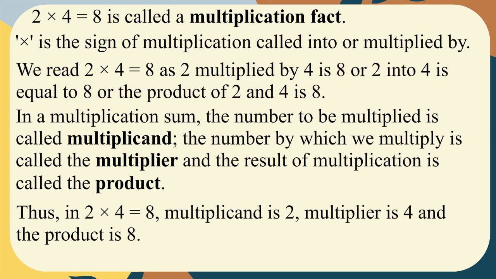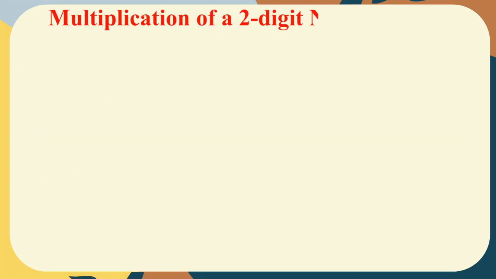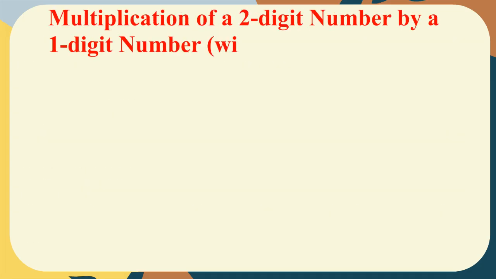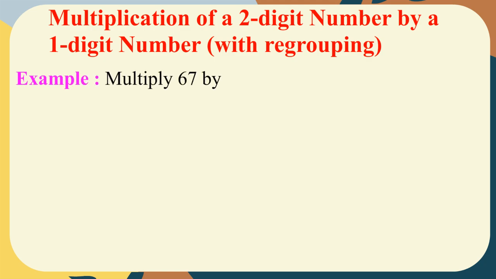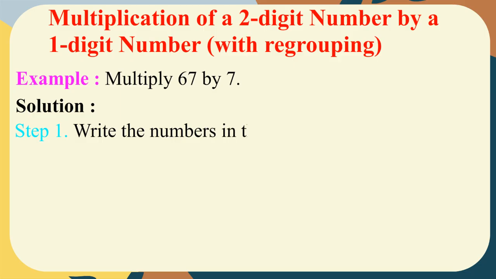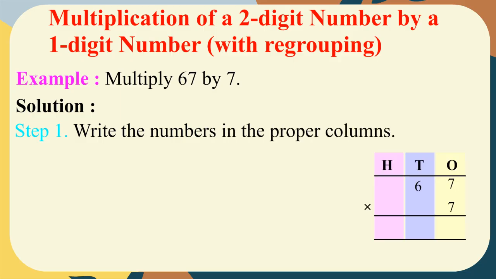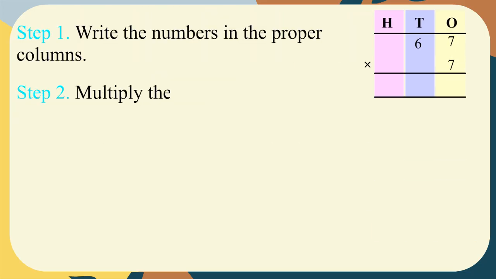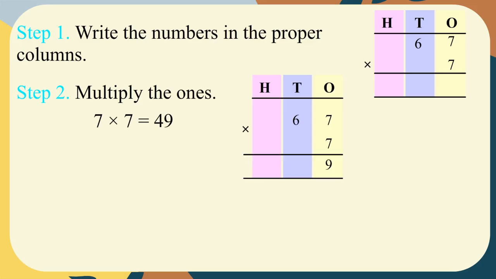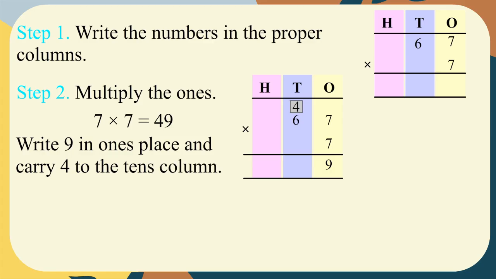Multiplication of a 2-digit number by a 1-digit number with regrouping. Example, multiply 67 by 7. Solution. Step 1. Write the numbers in the proper columns. Step 2. Multiply the ones. 7 multiplied by 7 is equal to 49. Write 9 in ones place and carry 4 to the tens column.